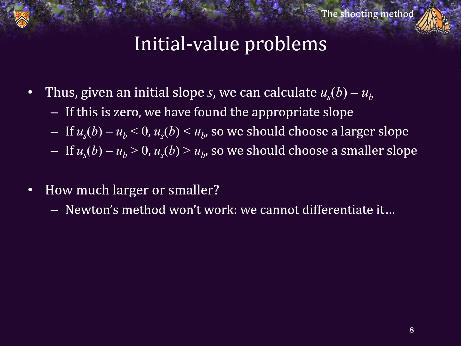Well, we're not going to be able to use Newton's method in this case because we have no clue what the derivative is. How much does the value of the solution at b change if we change the slope? Again, this isn't something we can calculate. However, we do have another method. We have the secant method, and that doesn't require us to calculate the derivative.